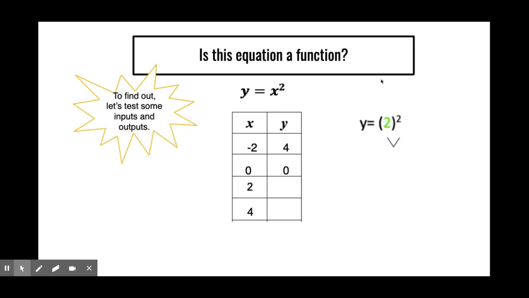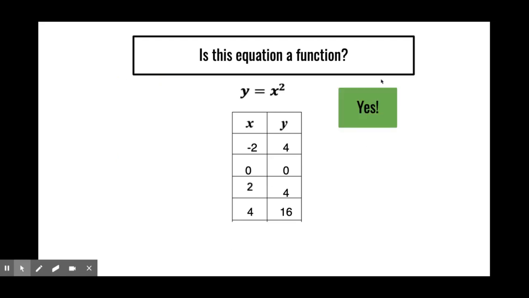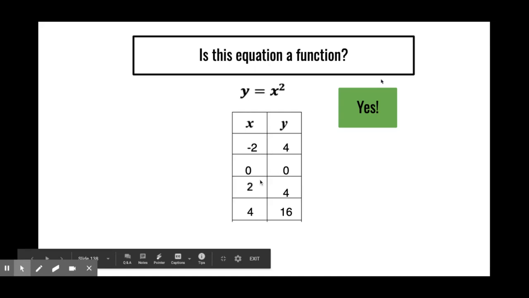Then if I try it with 2, 2 squared is also 4, so I'm going to add that to my table. And then if I plug in 4, I get the answer of 16. Now looking at this table, do we think it's a function? The answer is yes. This table represents a function because each input value has its own output value.